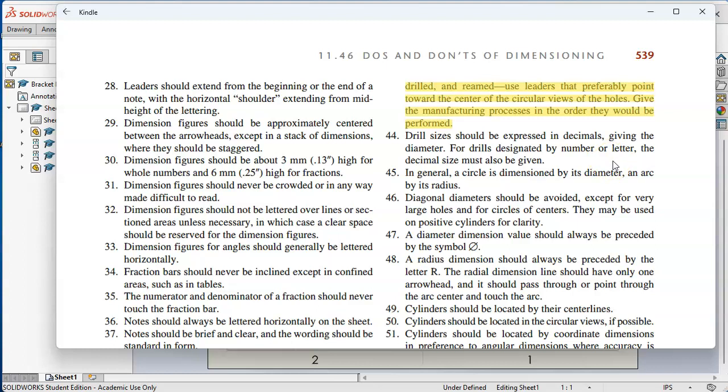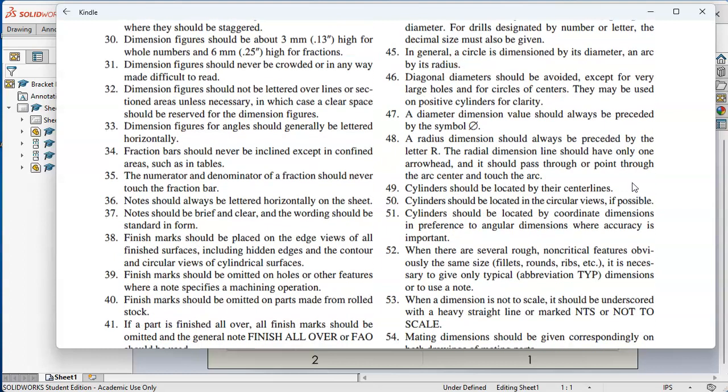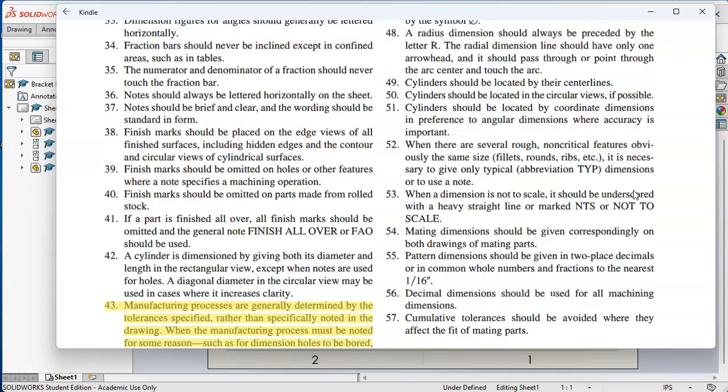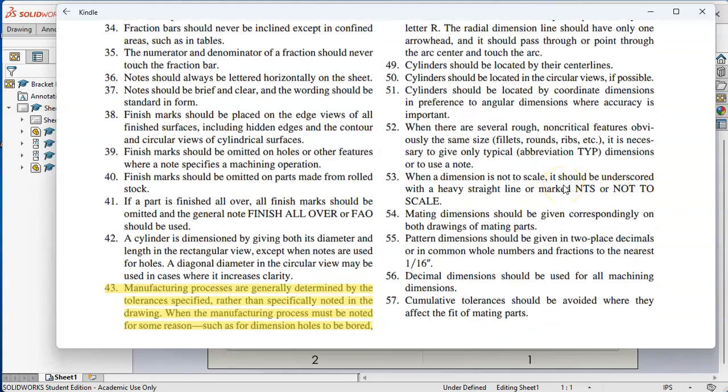Try not to mix those up too much. Circles by their diameter, arcs by their radius. That's kind of standard. More and better. Try not to do the not-to-scales. The modelers are going to be really good at keeping those in. We set the tables for those reasons. Mating dimensions, pattern dimensions. Again, try to avoid the fractions unless it is something that you're going to measure with a tape measure or a rule.